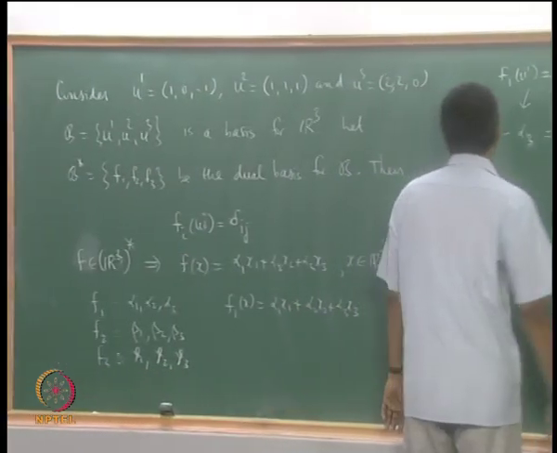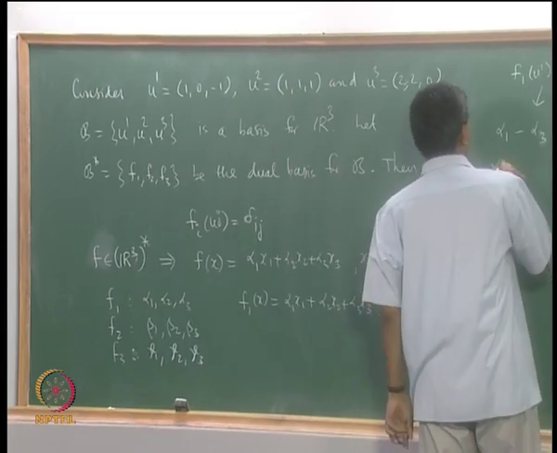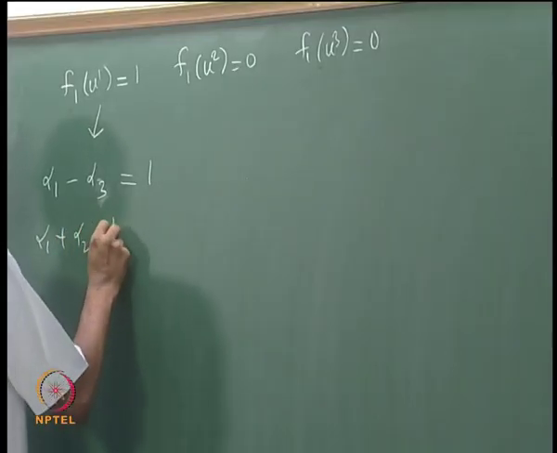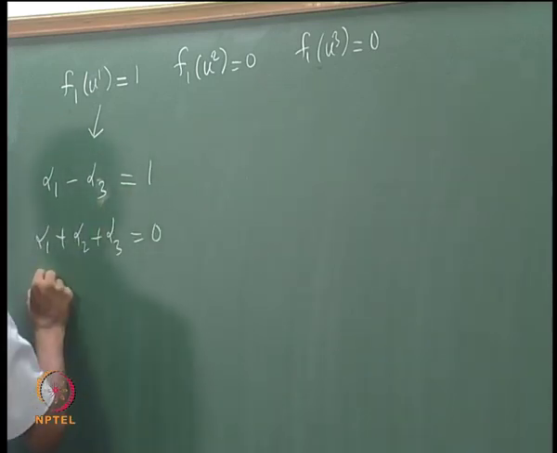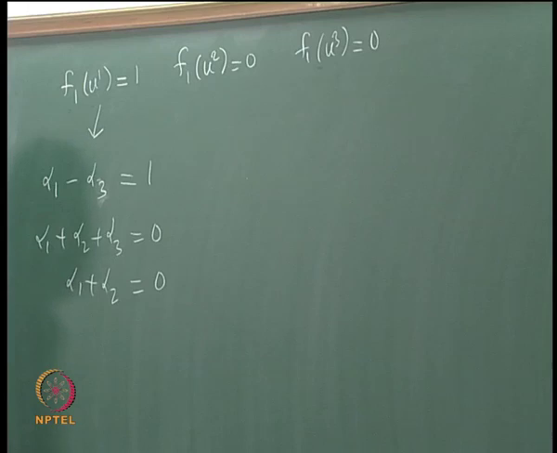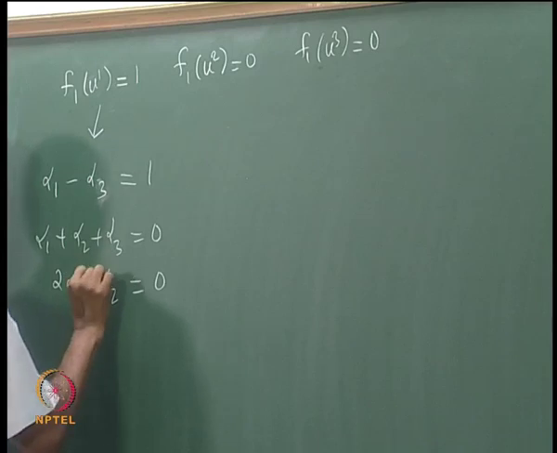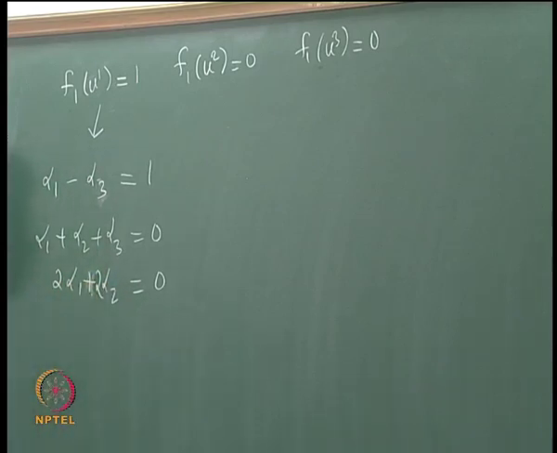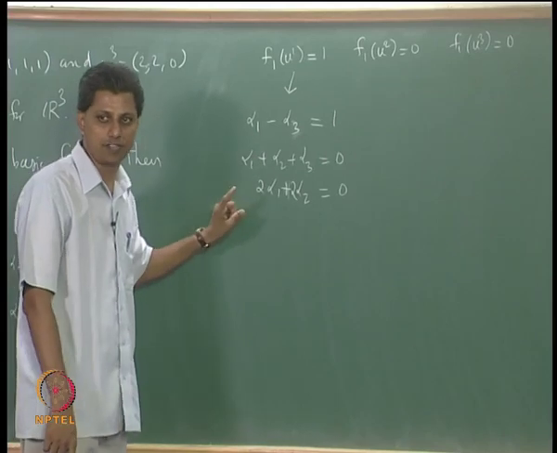Yes. F1 of u2, just sum up: alpha 1 plus alpha 2 plus alpha 3 must be 0. F1 of u3, the first two: 2 alpha 1 plus alpha 2 is 0, that is alpha 1 plus alpha 2 is 0. Okay, let me write 2 alpha 1 plus 2 alpha 2, and then we can simplify it later. This is the system that alpha 1, alpha 2, alpha 3 must satisfy.